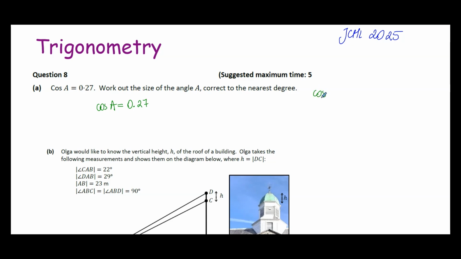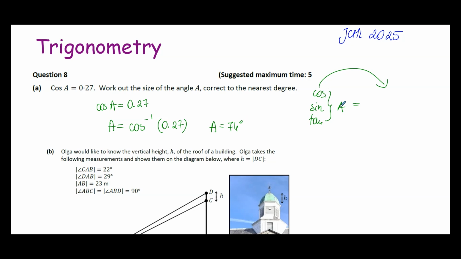Whether it is cos, sin, or tan, on one side of the equation, when we want to take any of them to the other side of the equation, what happens? They become inverse. That means to the power of -1, followed by the number. Then we put that in our calculator, press equal, and to the nearest degree, we get that A is 74 degrees.